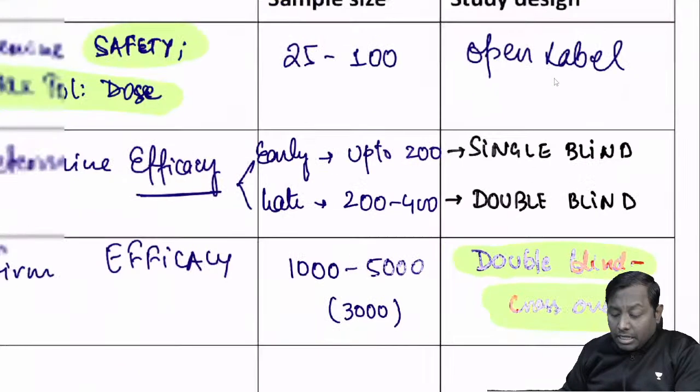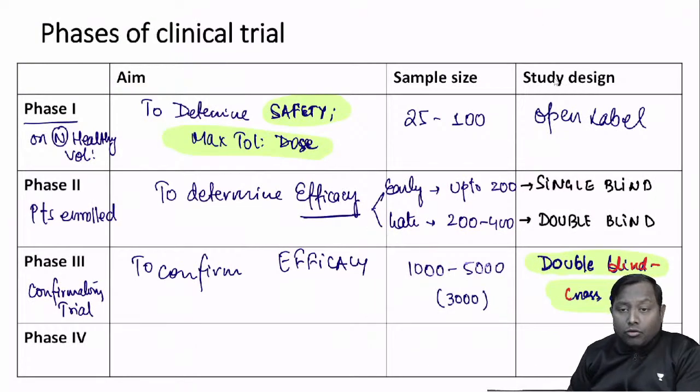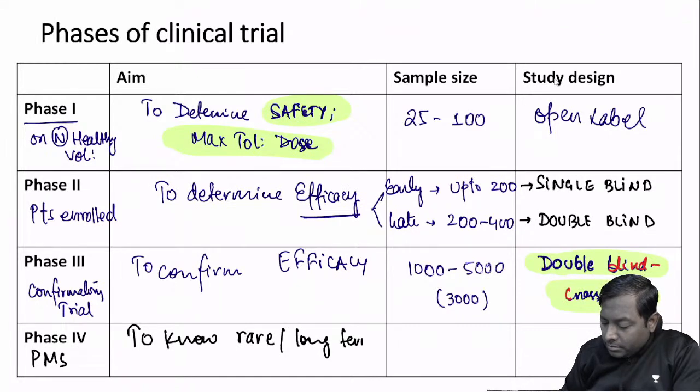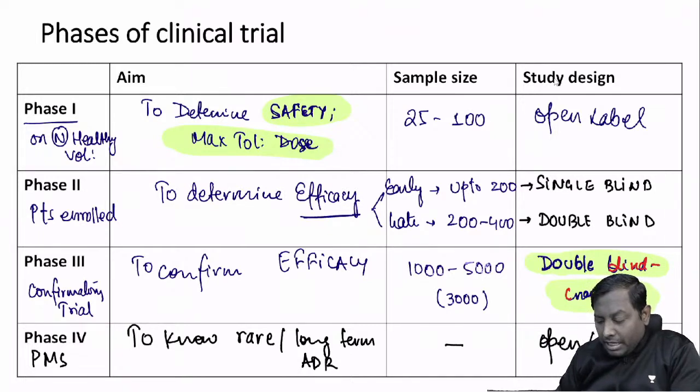Yes. Therapeutic dose you'll be giving in phase 2 and phase 3, in both of them we are going to give therapeutic dose. Phase 4 is also known as your post-marketing surveillance, PMS, and mainly the aim is to know the rare or long-term ADR, long-term adverse drug reaction. Okay, there is no limitation on the sample size, and this is also going to be an open label study.